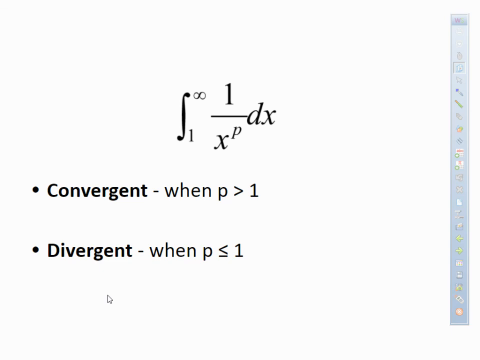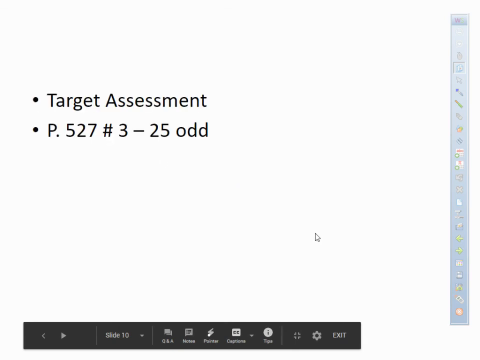The steps of these problems every time are to replace the infinity with a t and set up the limit. Then do your antiderivative using the fundamental theorem, and then evaluate the limit as t goes to either infinity or negative infinity, and see whether you get an answer or an infinite, divergent answer. So that's what this whole lesson is about.